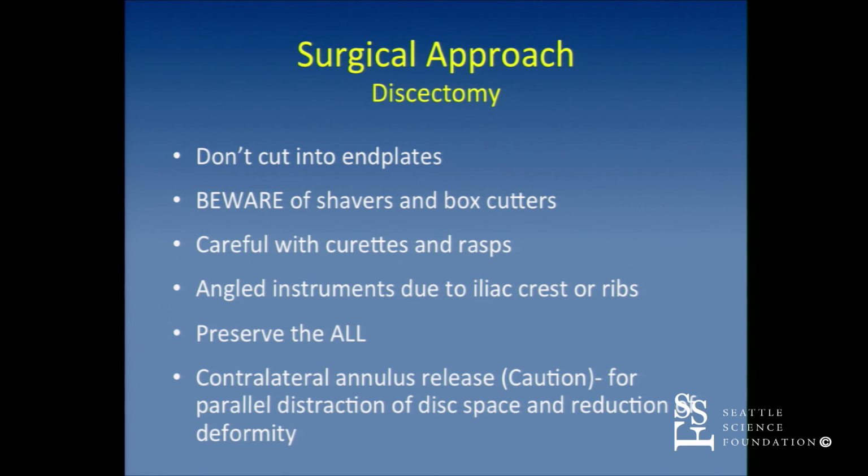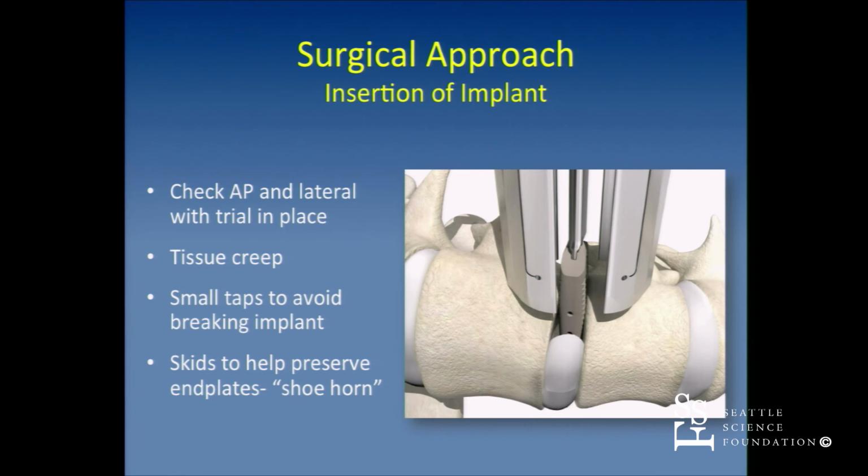Preserve the ALL and use caution if you're going to release the contralateral annulus. Everybody does this, but if you do this, make sure there's no vessels on the contralateral side. And typically I'll just release it a little bit, weaken it, and then I'll put a trial in to distract. So next, place your trial and get an AP and lateral to make sure it's appropriately placed.